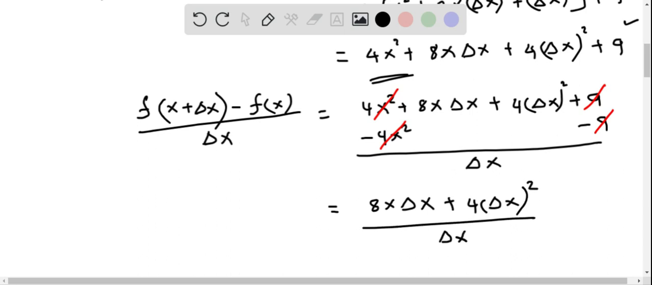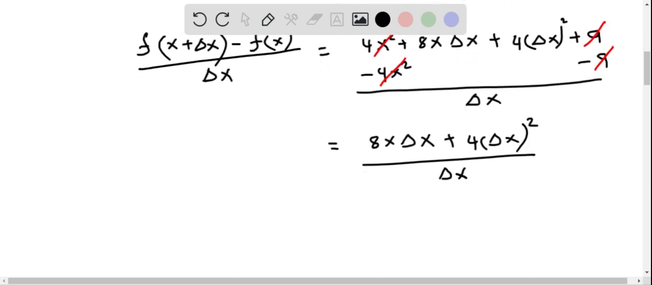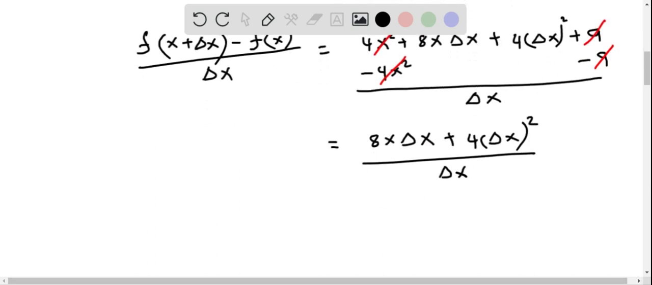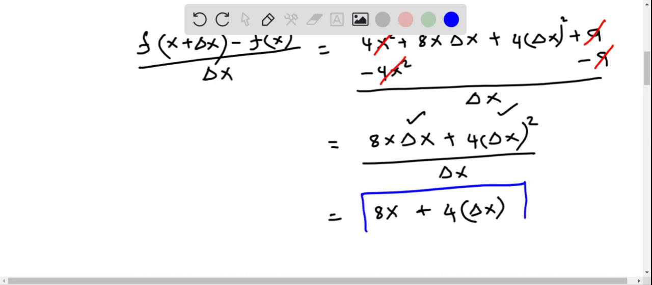So since we have to divide by delta x, we can divide the two terms of the numerator by delta x, or else we can factor out the delta x and cancel the delta x. So therefore this becomes, I'm going to divide this term by delta x, so it will become 8x, and this term also we have to divide by delta x, so this becomes 4 times of delta x. And so this is the expression for difference quotient in terms of x and delta x.